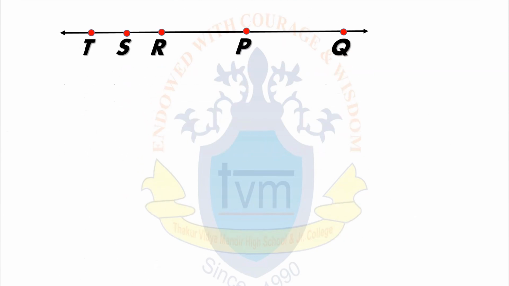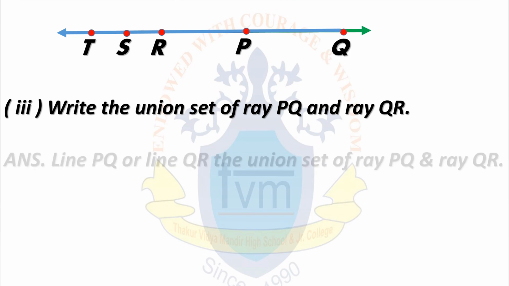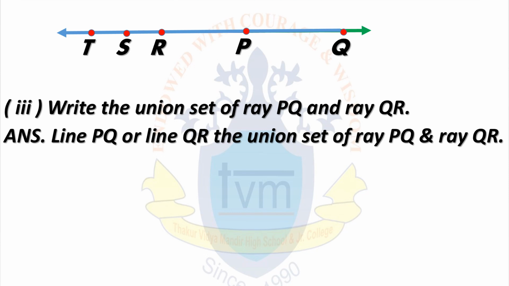Now here we have the next question. Write the union set of ray PQ and ray QR. Union means which figure they will form together. It is ray PQ, and here we have ray QR. What do they form together? Together they form a line. So you can say it is line PQ or line QR.